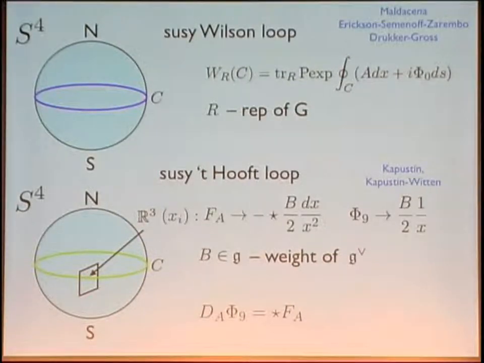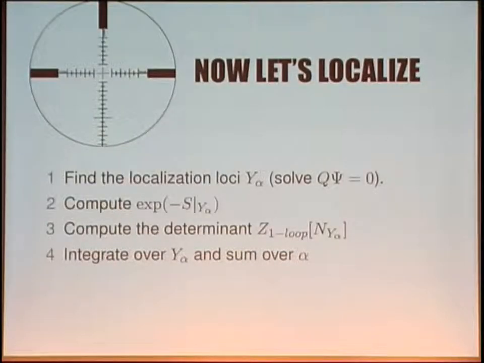So these operators preserve more than just that one supercharge Q which I introduced in the previous slide. They actually are BPS operators, maximally supersymmetric operators, but we don't need that for localization. We will use just the fact that they are invariant under the single supercharge Q I described. So here's the plan to localize. We need to find the localization locus, that is, solve the equations QΨ equals zero. Then we need to compute the restriction of the action to that supersymmetric configuration. Then we need to compute the determinant of the fluctuations in the normal directions, and then we need to integrate over the locus, the space of supersymmetric configurations, and sum over different components.